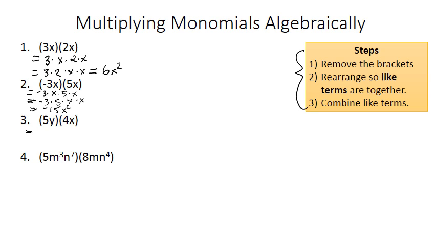Here I'd have 5 times y times 4 times x. So I do 5 times 4 times y times x. And I know 5 times 4 gives me 20. But can I simplify y times x? No, I can't. So I just have to write it as yx.